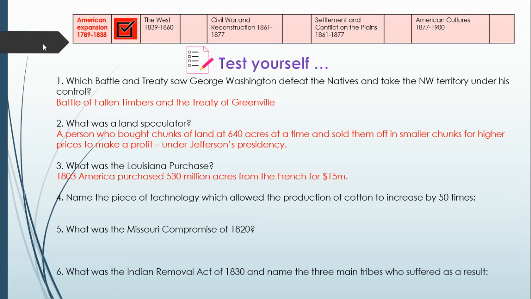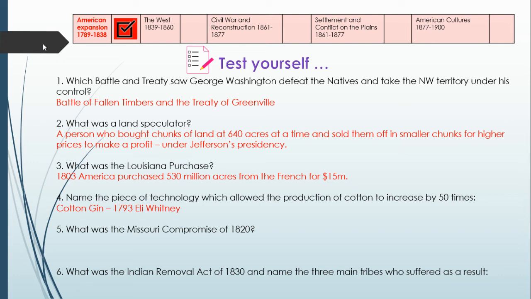This was in 1803, and it was where America purchased 530 million acres of land from the French for $15 million. Remember, this was under Jefferson's presidency again, and remember, it led to those deep South states that became part of the Cotton Kingdom, so slavery was very much a part of the land that was purchased from the French. Name the piece of technology which allowed the production of cotton to increase by 50 times. Number 4, this was the cotton gin, and it was produced in 1793 by Eli Whitney.